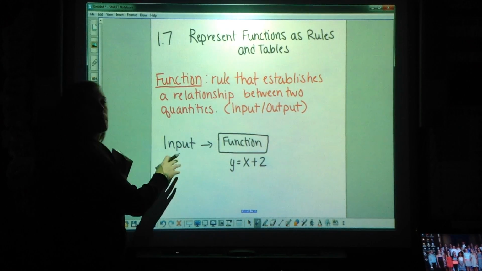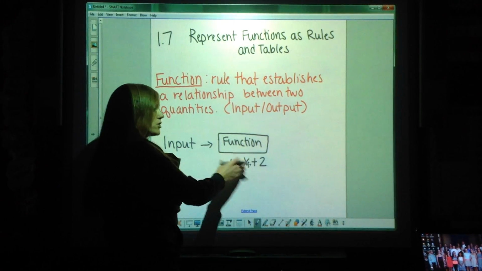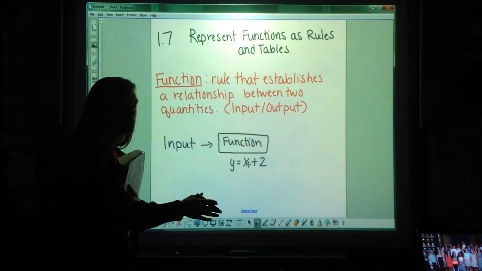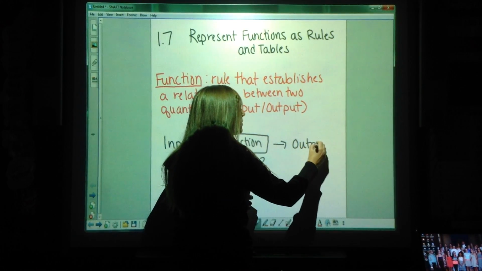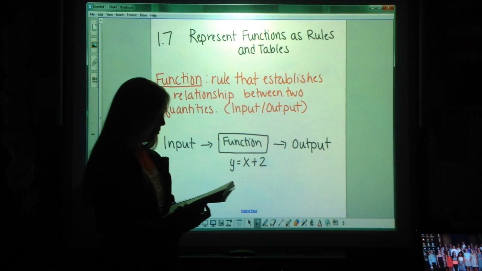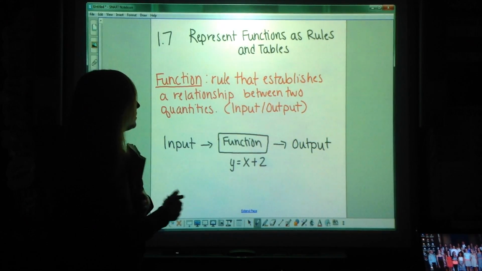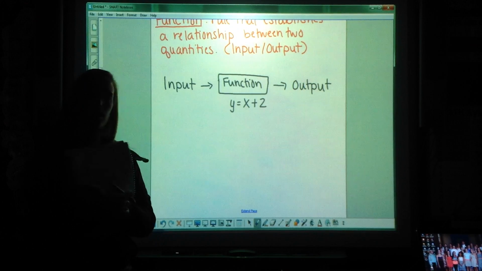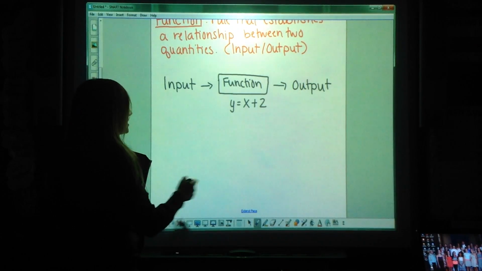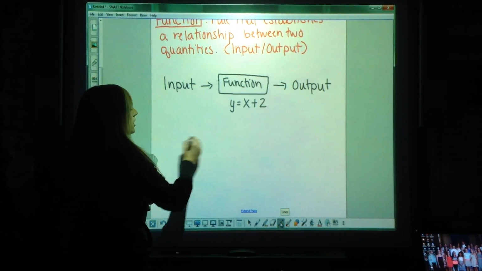Okay, so you're going to have a number, an input, you're going to put it into a function, which is an equation, it's a rule, and you're going to get an output, an answer. To solve functions, to keep your thoughts organized, you're going to use a function table or a t-chart.